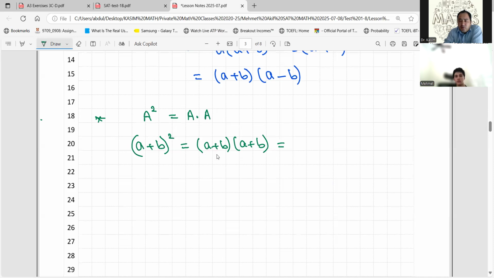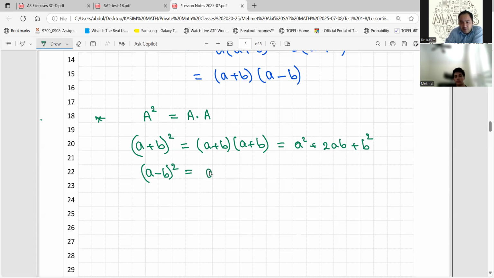And last time we have already expanded this: first, outer, inner, and last. A times a is a squared, a times b, b times a, b times b again. So their sum is 2ab, and plus b times b is b squared. And how about if we have a minus b squared? The same thing, a minus b times a minus b. If you expand this, a squared minus 2ab plus b squared.